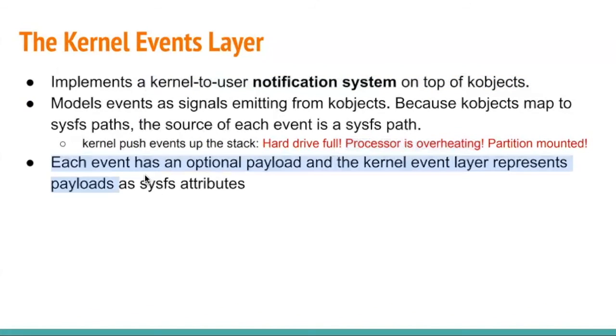This statement says that each event has an optional payload, and the kernel events layer presents the payload as a sysfs attribute. So if the kernel wants to notify and tell some data, for example that the processor is overheating, we can also tell what the current temperature of the processor is. We update that in some file or attribute in the sysfs file system, and the user can read that value and know the current temperature of the processor. In this way the kernel communicates to user space.